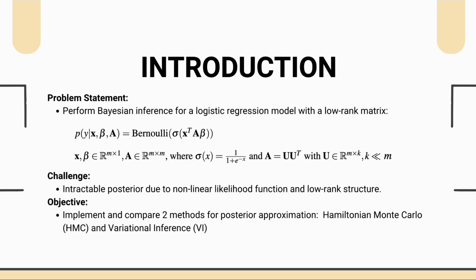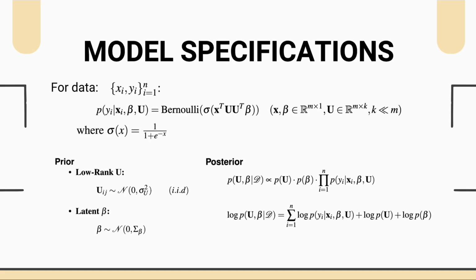We want to perform Bayesian inference for a logistic regression model with a low-rank matrix defined as follows. However, it poses challenges of an intractable posterior due to nonlinear likelihood functions and low-rank structure. Hence, we implement and compare two methods for posterior approximation: Hamiltonian Monte Carlo (HMC) and variational inference (VI). This is the model specification, where the prior and posterior are as follows.